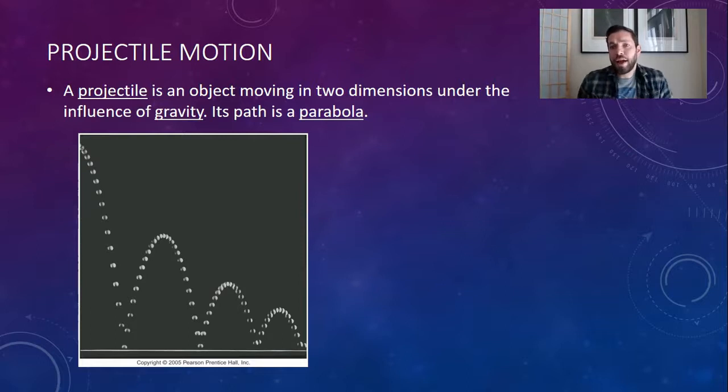Very quickly, I'm going to define this word projectile. It is an object that's moving in two dimensions, so it's moving in the x direction and the y direction at the same time, under the influence of gravity. Gravity is acting on it and pulling it down towards the center of the Earth. Its path is going to be a parabola, so we're going to see this characteristic mathematical shape.